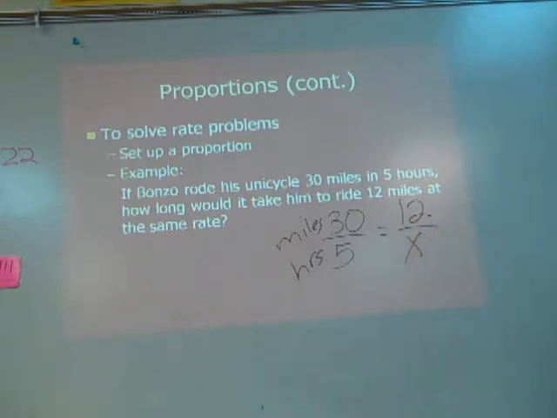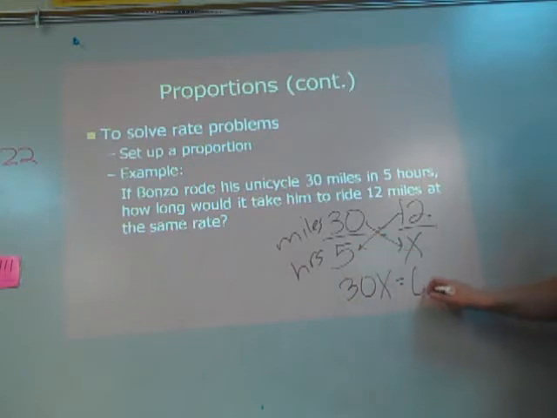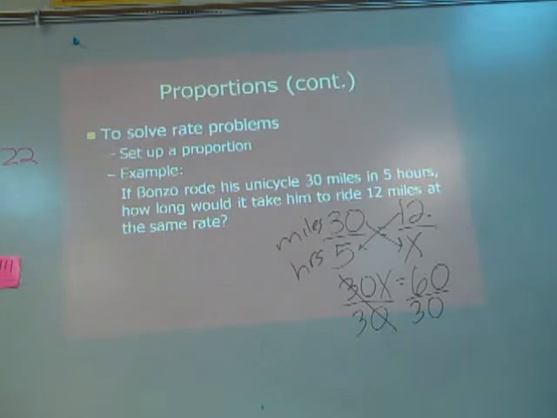So you set up a proportion. Miles over hours equals miles over hours. Cross multiply. 30x equals 60. 60 divided by 30. It's going to take him 2 hours to ride 12 miles, if it takes him 5 hours to ride 30.